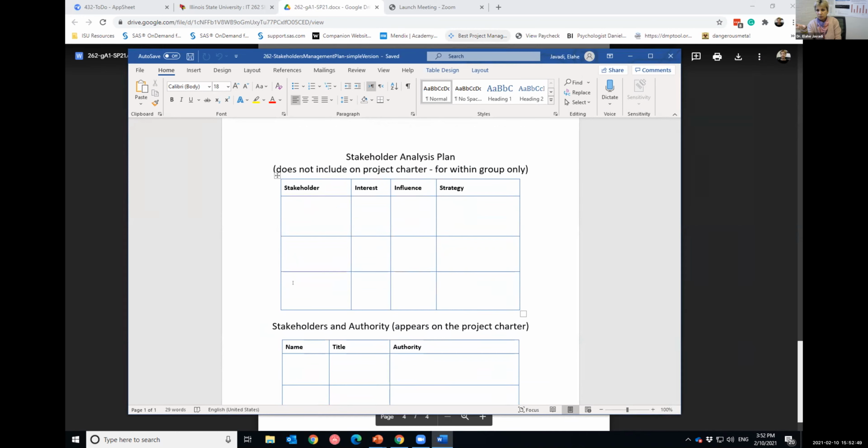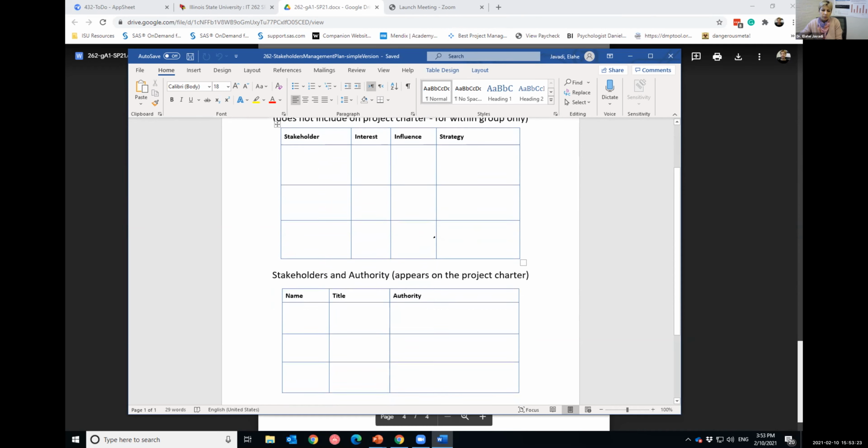You would say a construction manager, the governance body, the contractors, for example. And then you tell me what you think about their interest and influence, and then you give me a strategy for dealing with them. And the strategy, again, the general categories are managing closely, keeping satisfied, keeping informed, or monitor. But I want you to give me actions. What does it mean to monitor? How would you do that? So give me examples of those strategic approaches.